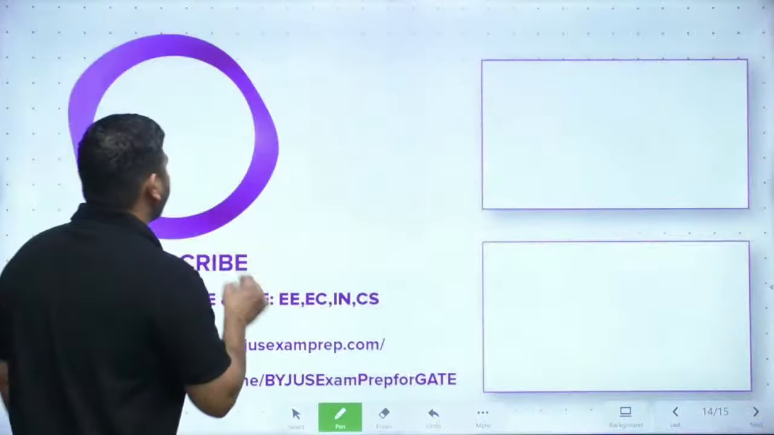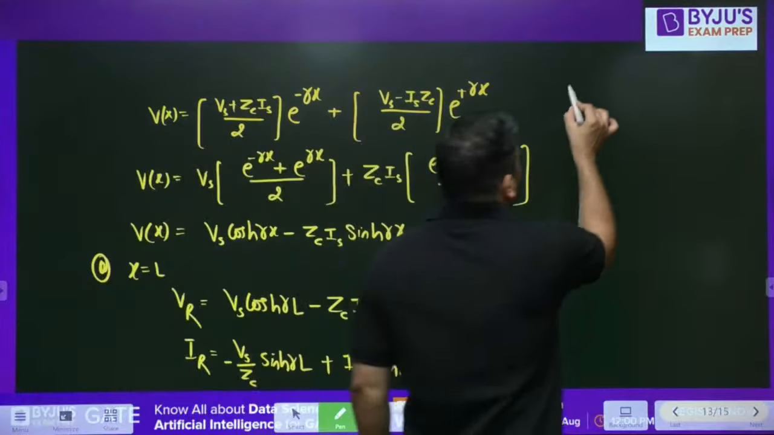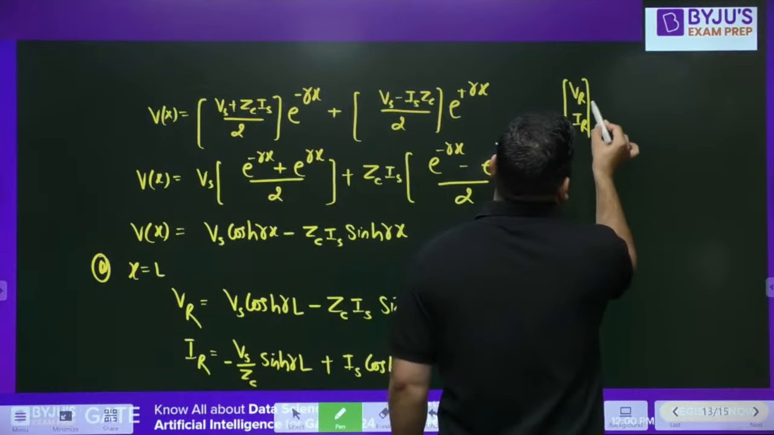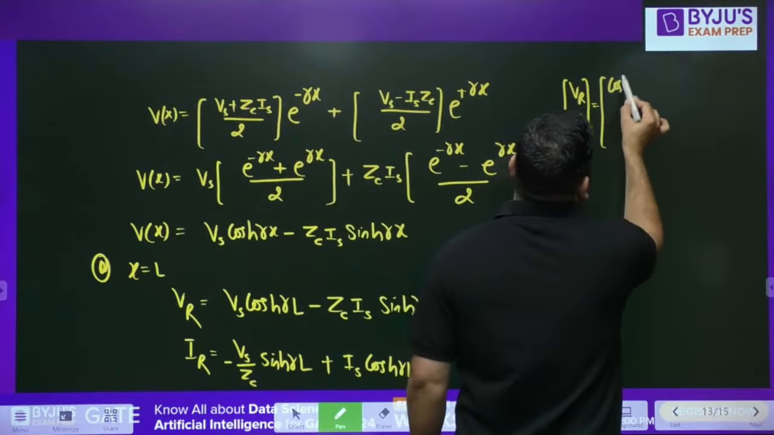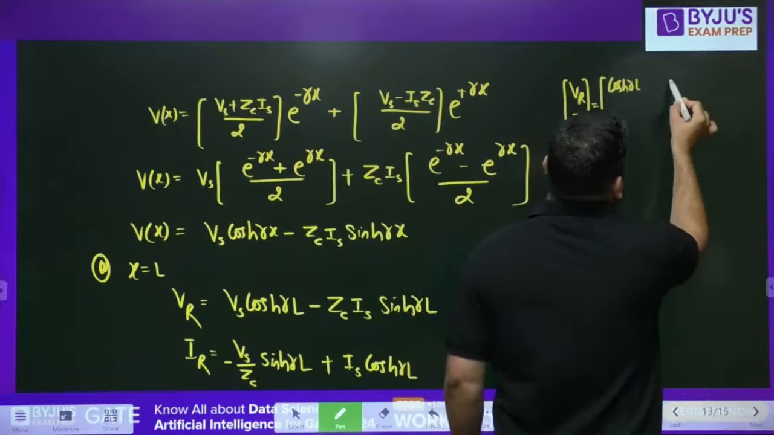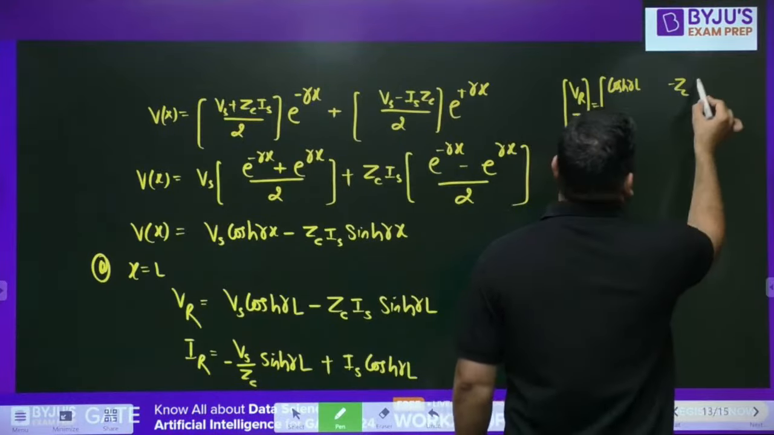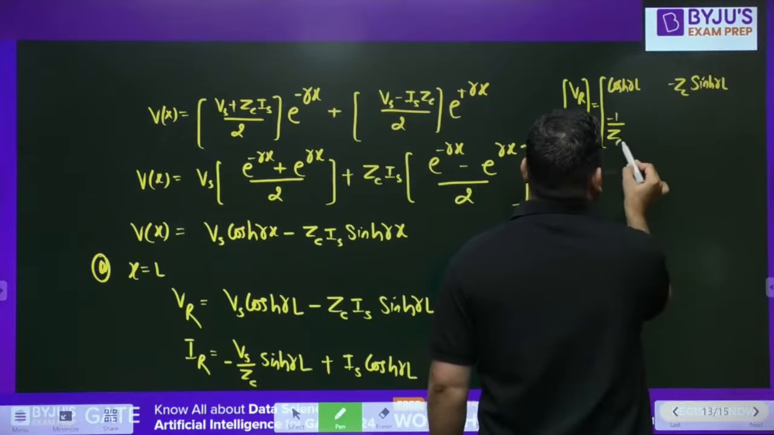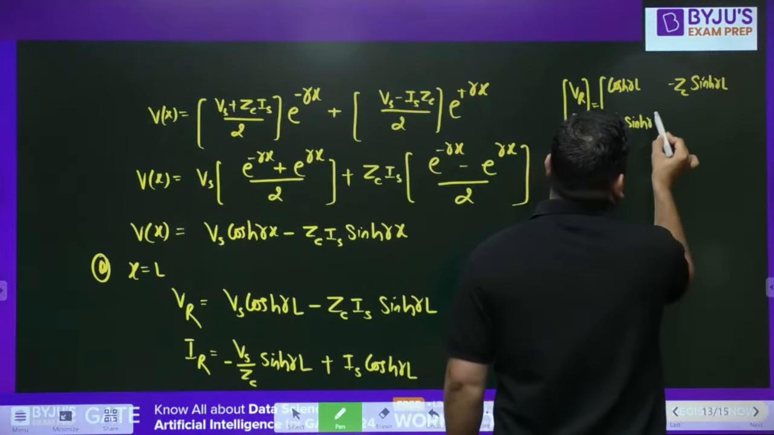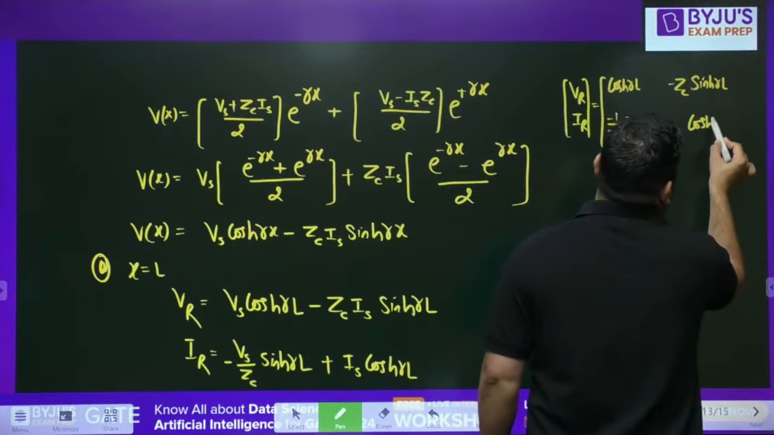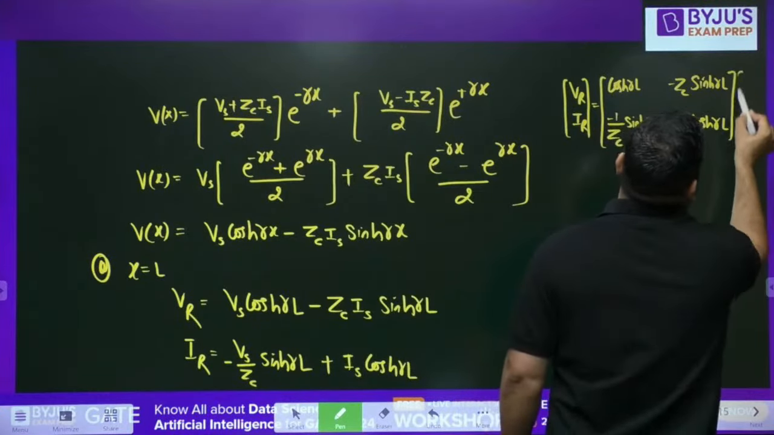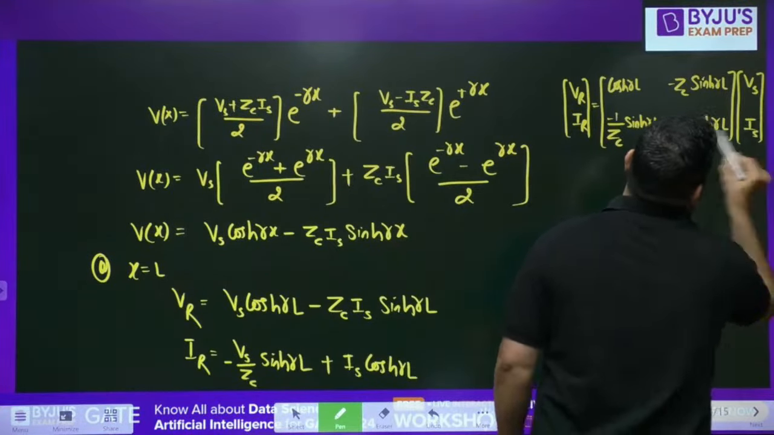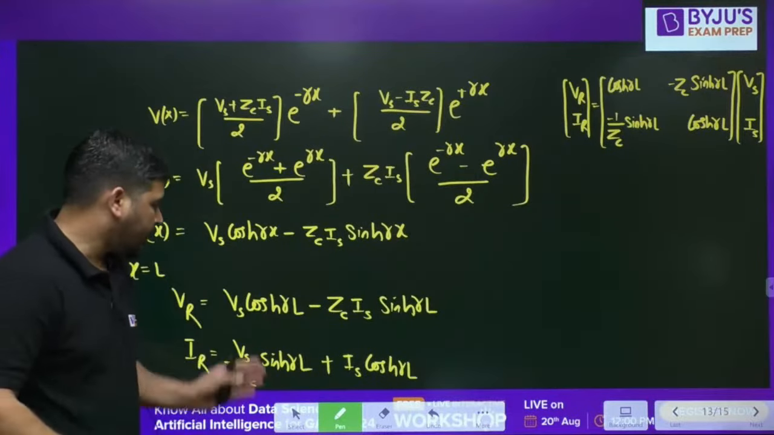Now if you write this in matrix form, then you will get VR IR is equal to cos hyperbolic gamma L, minus Zc sin hyperbolic gamma L, minus 1 by Zc sin hyperbolic gamma L and cos hyperbolic gamma L, into Vs Is. Okay, we can write it in matrix.